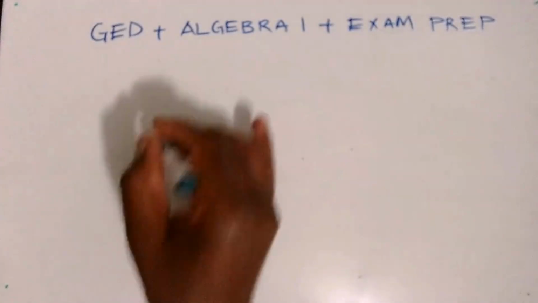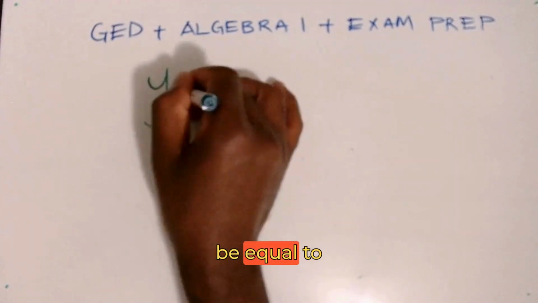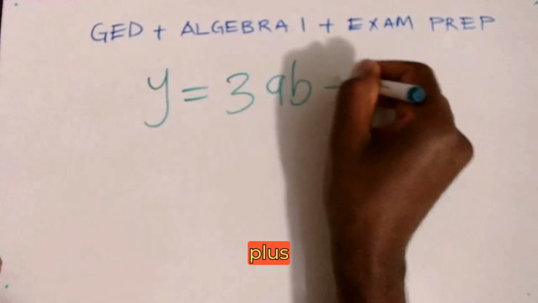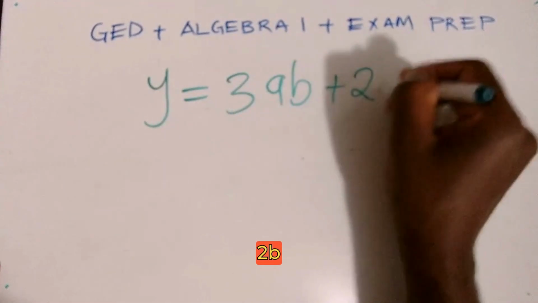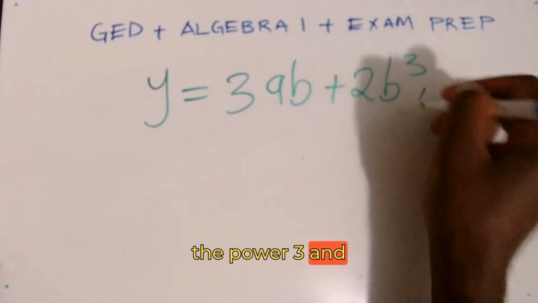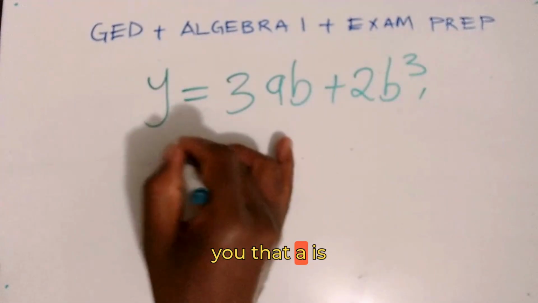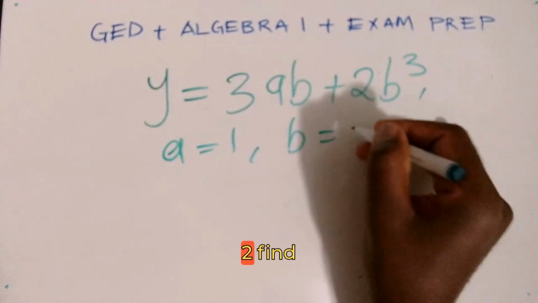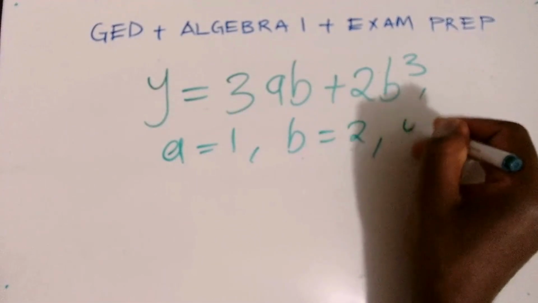Okay? I give you y to be equal to 3ab plus 2b to the power 3. And I give you that a is equal to 1 and b is equal to, say, 2. Find y.